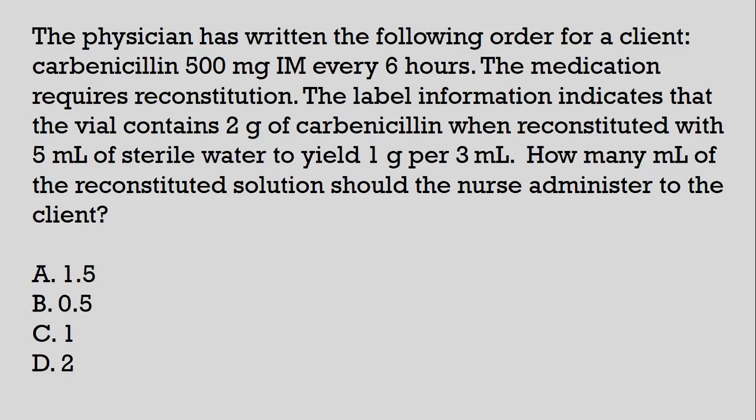Come on, rock stars. You know this. How much do we have on hand? 2,000 milligrams after it's reconstituted. Yes. So we got the 2 gram. No, I asked you, how much do we have on hand? Because in order to do this calculation, you need 2 things, right? Your doctor's order, which is carbenicillin, 500 milligrams IM every 6 hours, and what you have on hand. So what do you have on hand?